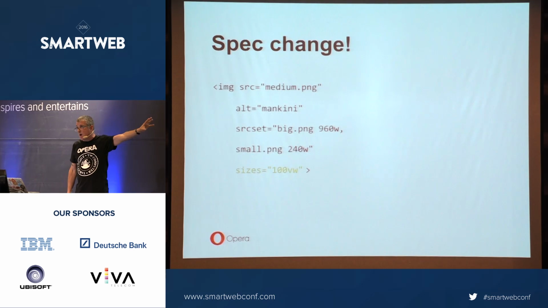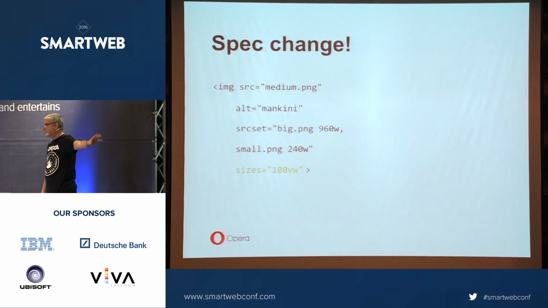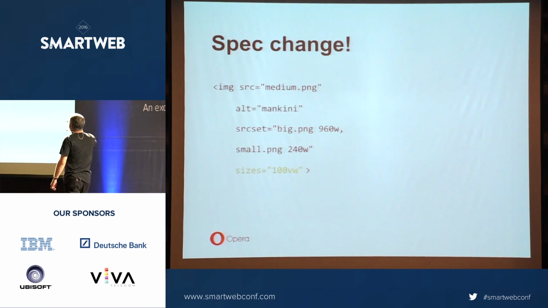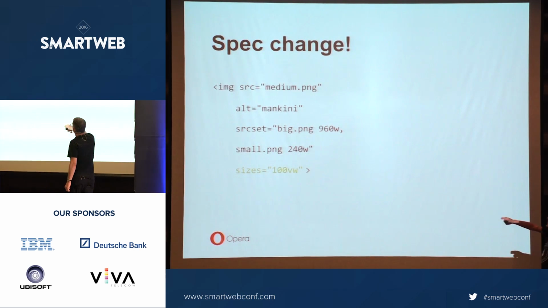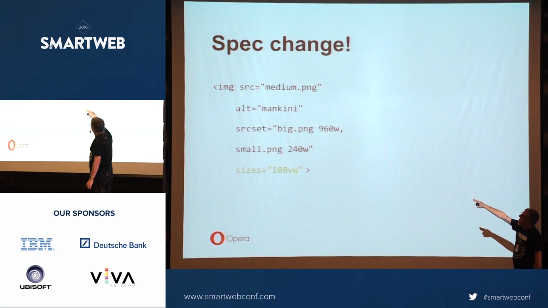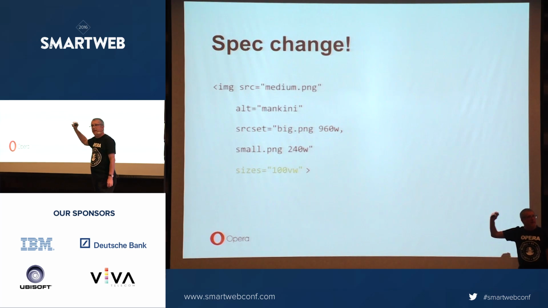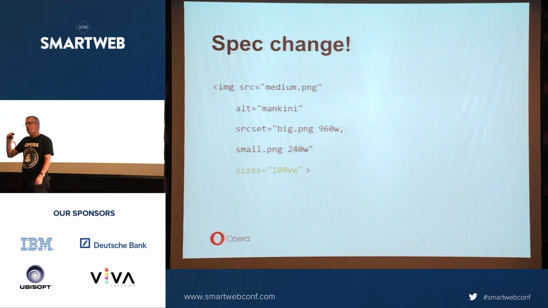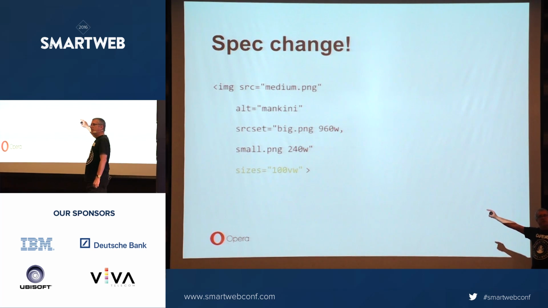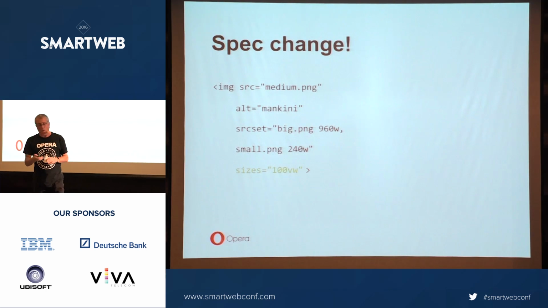Originally, you'll see some early articles on A List Apart, etc. They don't have the sizes attribute. This is now required by spec. If you don't put it, it assumes 100 VW. And what this says is, dear browser fairy queen, grab one of those two images. That's the important information, how many pixels wide it is. You decide which one you want to grab and show it at 100 VW. That is 100% of the viewport wide.